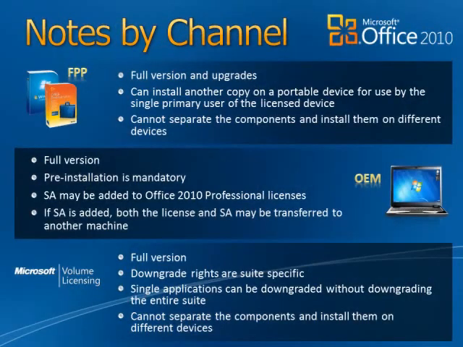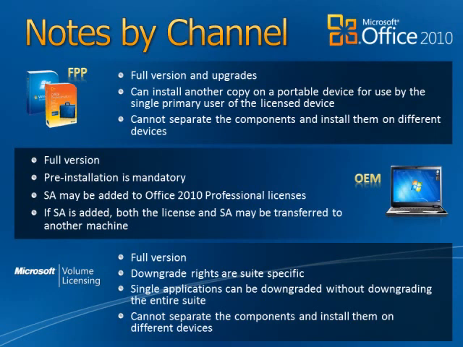Now, when you buy Office 2010, the rights that you get do vary depending on how you've purchased that product. So if you purchase through full package product, for instance, you can purchase both the full version of the software and upgrades if you are using an earlier version. You do also get the rights to install the software on more than one machine. So imagine that you've bought Office Professional, you would actually be allowed to install that on a desktop and a laptop as long as you are the main user of both of those computers. But what you cannot do is separate the Office components and install them on different devices.